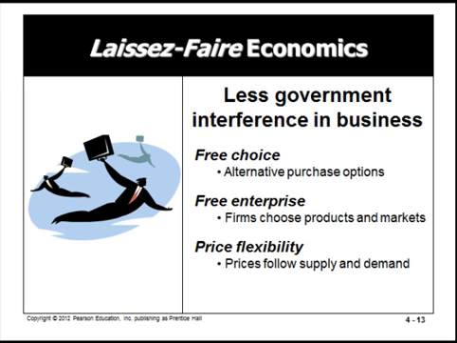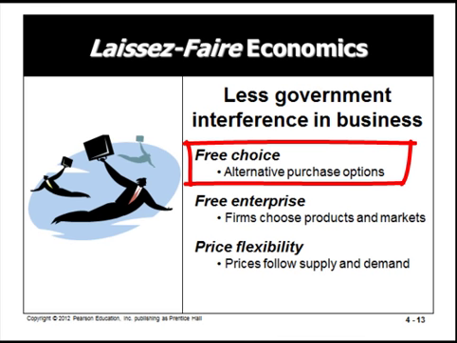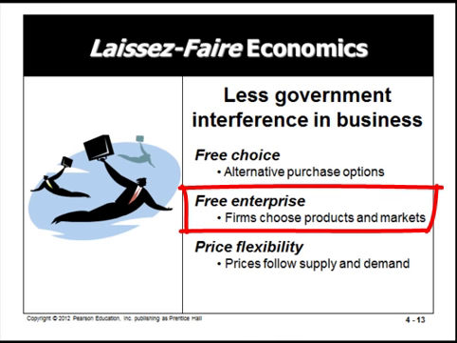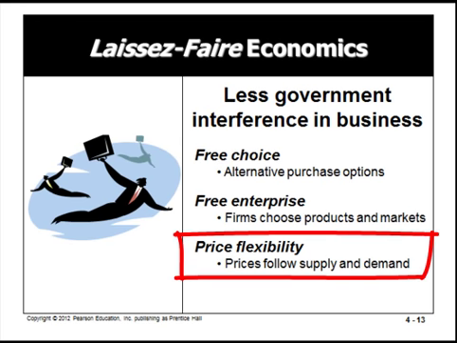The three key features of a market economy are free choice: individuals have purchase options. Free enterprise: companies can decide what to produce and which markets to compete in. Price flexibility: prices rise or fall, reflecting supply and demand.